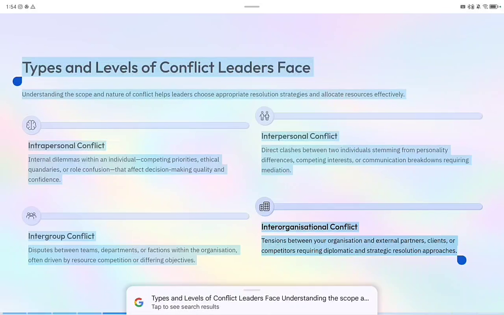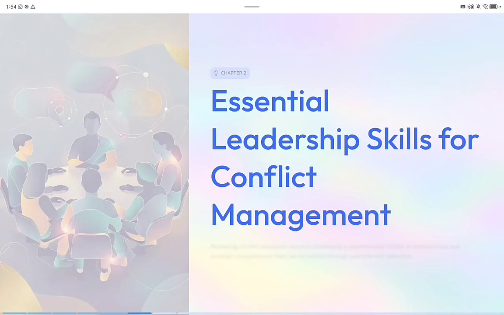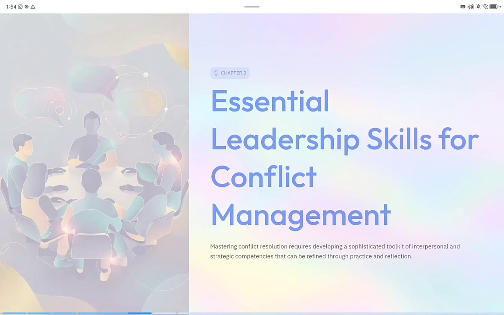Moving forward, the essential leadership skills for conflict management. So, what are the kinds of skills one should master to help them have an interpersonal strategic competency that can be refined through practice and reflection? What are these skills that we should have, and how can we go about using these skills for conflict management?